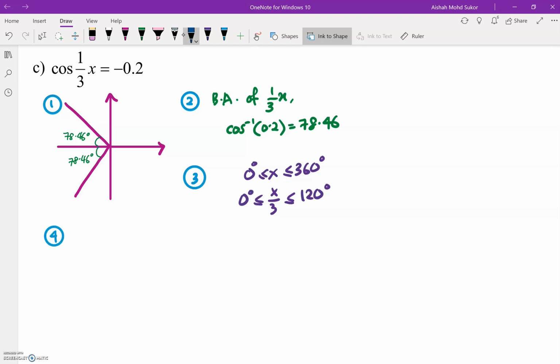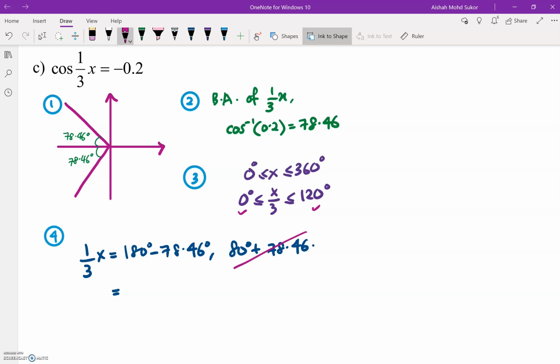And the last step is to find the solution. So 1/3x is equal to, this will be our first angle. At the second quadrant, 180 minus 78.46 degree. And another angle is 180 plus 78.46 degree. By looking at the interval, x/3 must lie between 0 to 120. So this angle is not within our interval. Therefore, we only have one angle here.